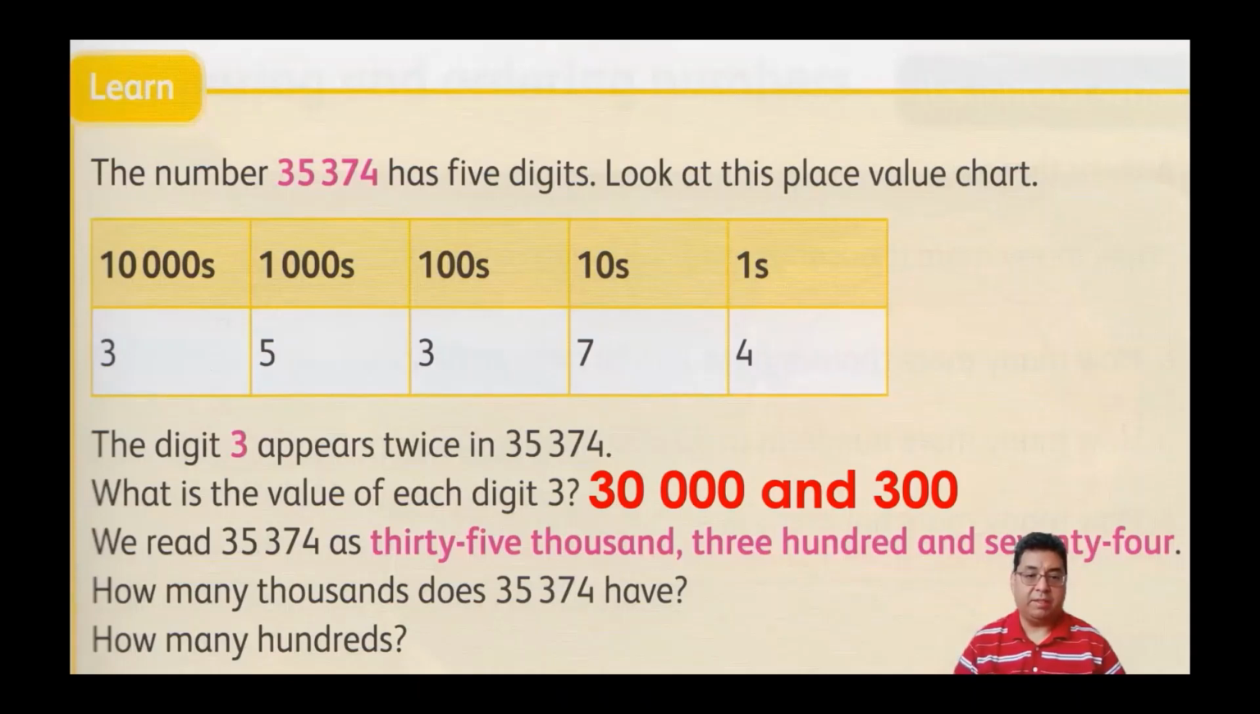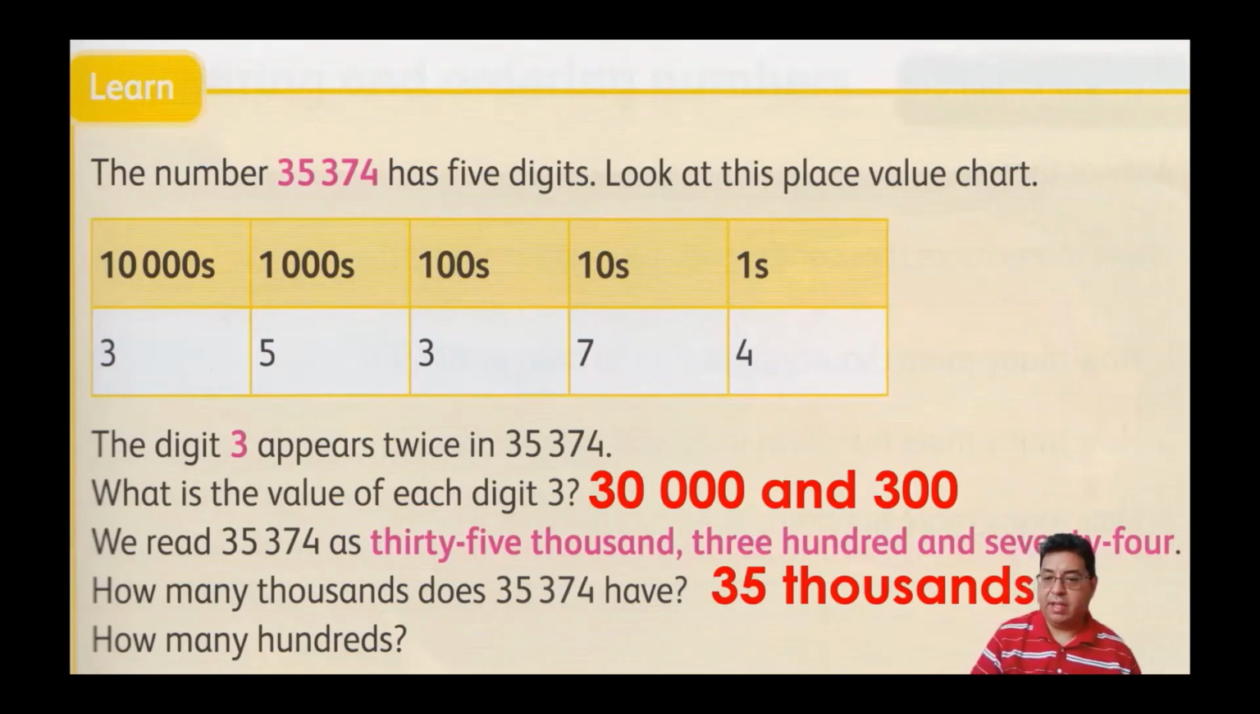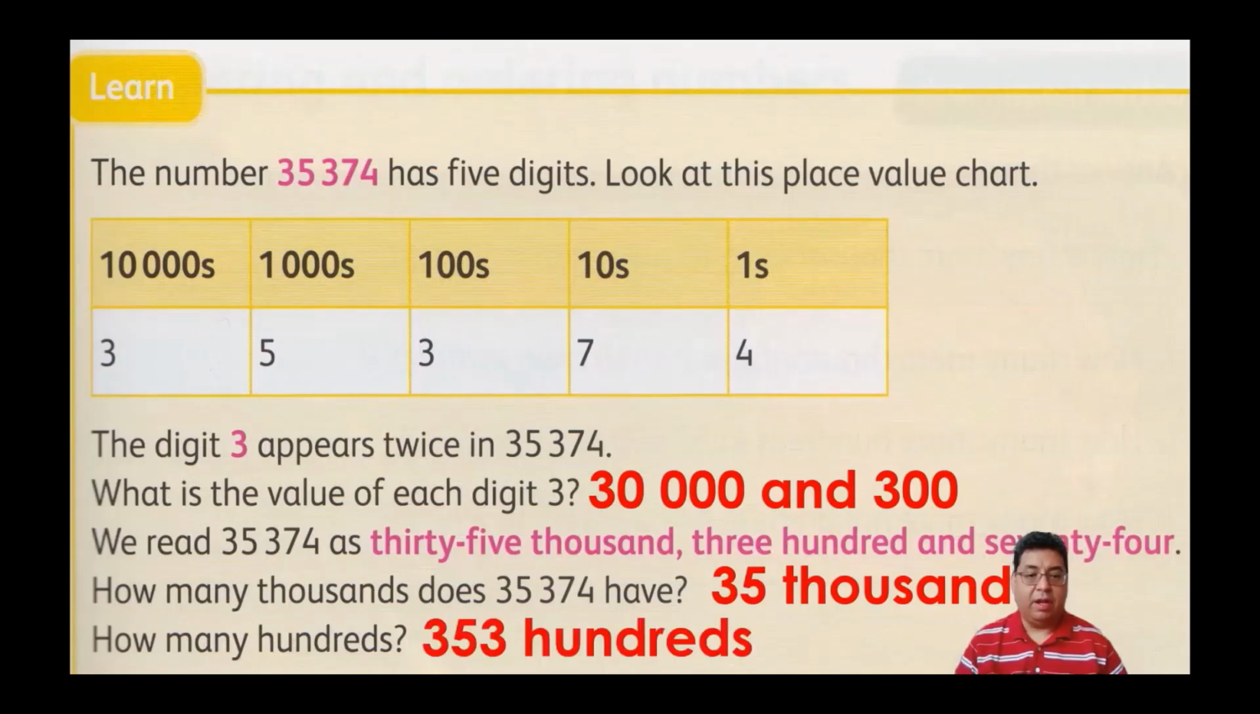many thousands does 35,374 have. Okay, so it has 35 thousands, and then there's the S. I apologize for blocking it a bit, but it's there. The next question is, how many hundreds are there? And again, looking in that place value chart that they're showing you, we know there are 353 hundreds because, again, you include not only the 3, but all the numbers in front of it.